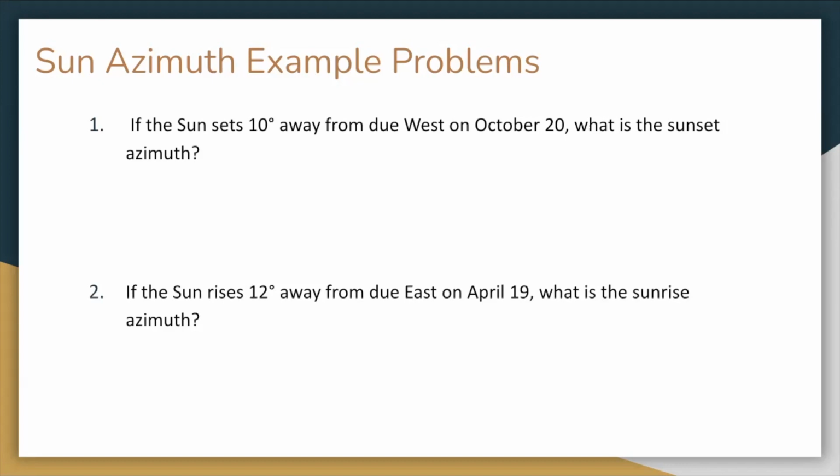Our second question says if the sun rises 12 degrees away from due east, so 12 degrees away from east on April 19th, what is the sunrise azimuth? So April 19th. Well, first off, are we dealing with spring, summer, or fall, winter? Spring, right. And in the spring, we know the sun is going to rise to the north of east.